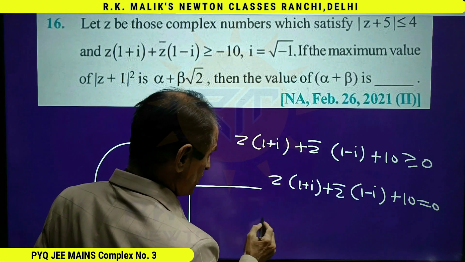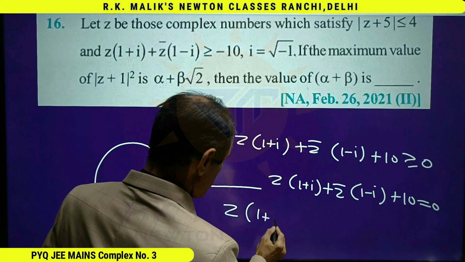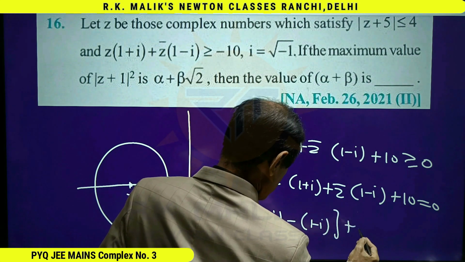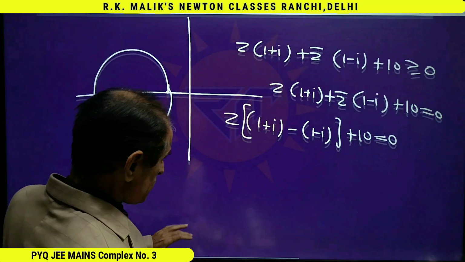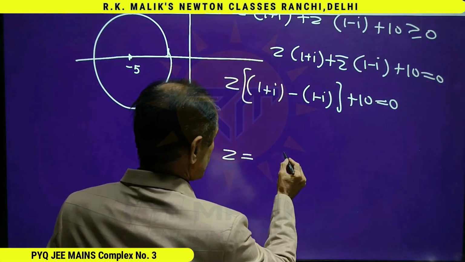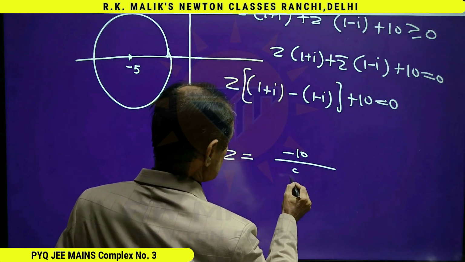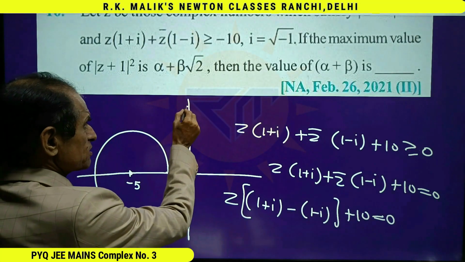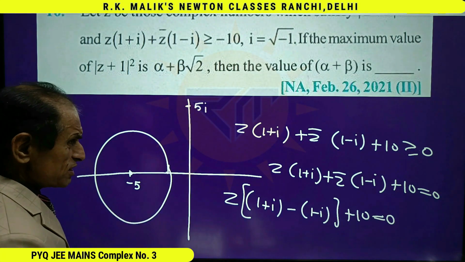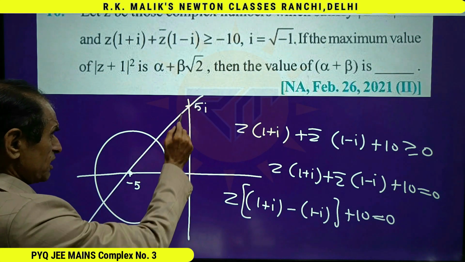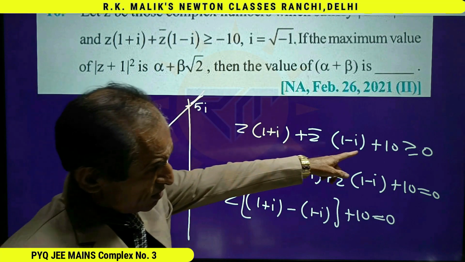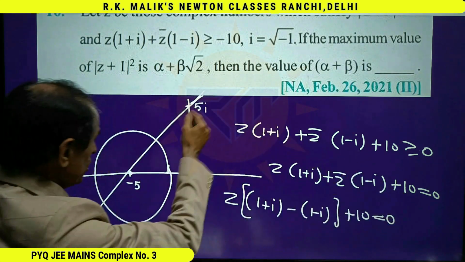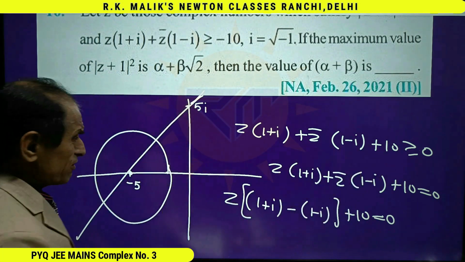For z bar, if I write minus z, then I will get z into 1 plus i minus z into 1 minus i plus 10 equal to 0. That is z equal to minus 10 upon 2i, that is 5i. This is the point where the line cuts the y-axis. That is, this equation represents this line. And if I want to draw the graph of this, then shading will also be there. For the equation, only one line will be there, but for the inequality, shading will also be there.